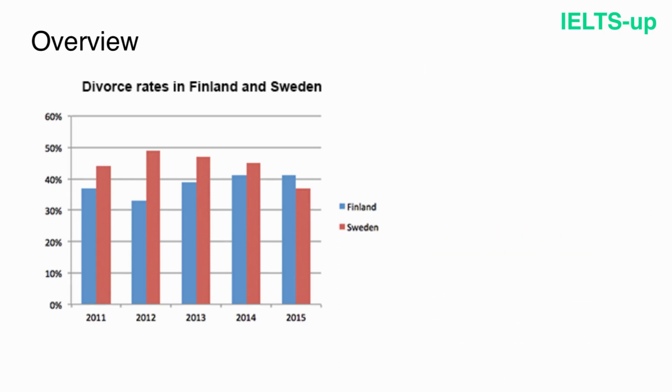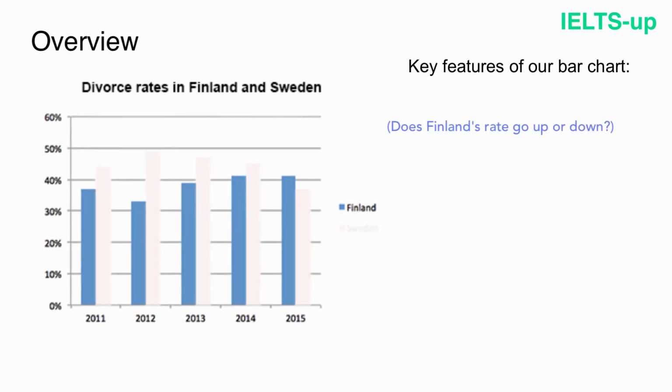So, let's look at our bar chart and identify some key features. Firstly, let's look at each country separately. We've got Finland in blue. Does Finland's rate go up or down throughout the period? Does it have fluctuations? It is clear that overall, Finland's rate goes up, but shows some fluctuations. So I'll write down these key features.